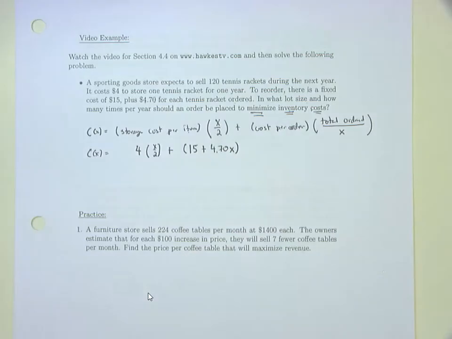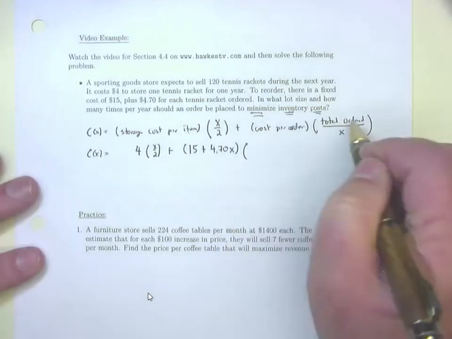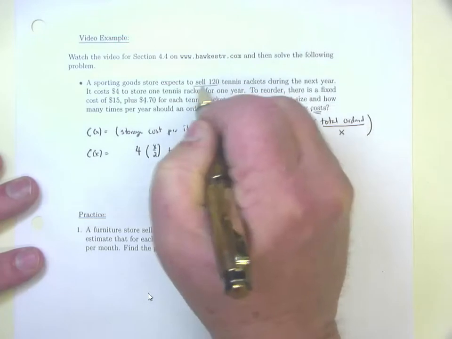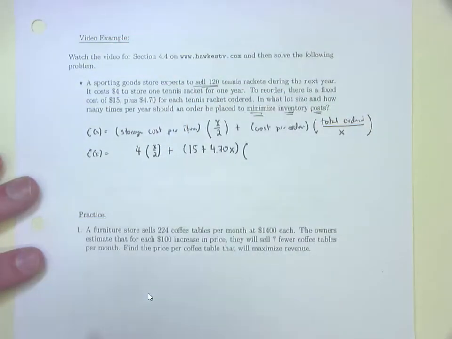Now, how many total are we going to be ordering this year? How many tennis rackets do we want? So this is going to be times total ordered. Our goal is we need to sell 120 tennis rackets. We need 120 tennis rackets.